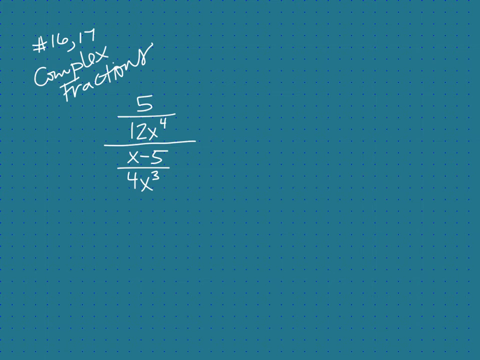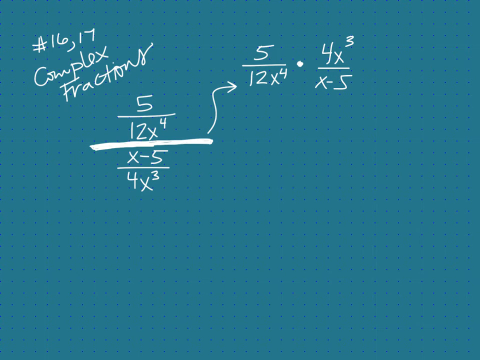Problems number 16 and 17 deal with complex fractions. That is fractions within a bigger fraction. So we're really dividing 2 fractions here. That's what taking a fraction is, dividing 2 things. So we can rewrite this. Dividing a fraction means multiplying by the reciprocal. So our first fraction can stay the same, and that's an x to the 4th there. But then we're going to multiply by the reciprocal of this fraction. Reciprocal means flip. So we're going to multiply by this 4x cubed all over x minus 5.